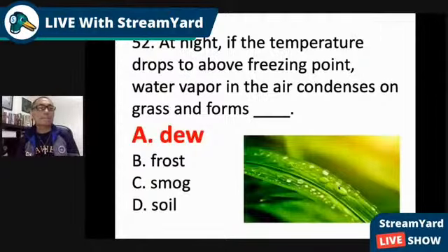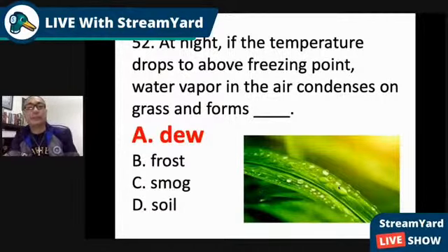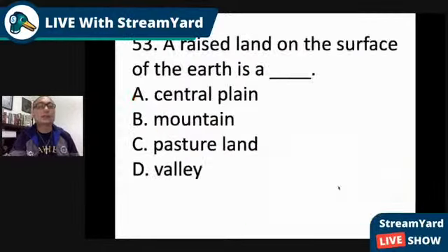So we know that smog is smoke and fog, and frost is different, no? And then soil is also different. Dew is a condensed water vapor from the air.